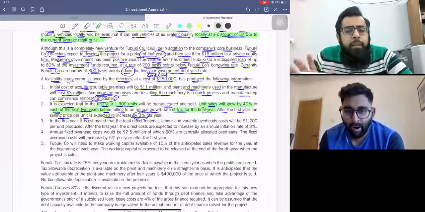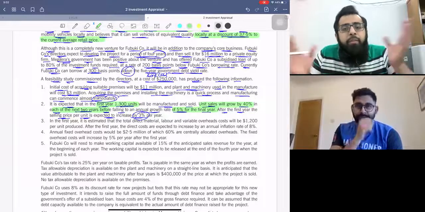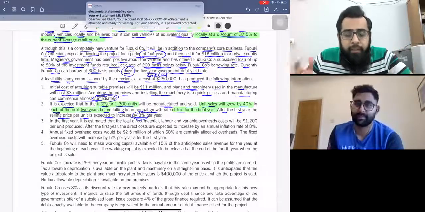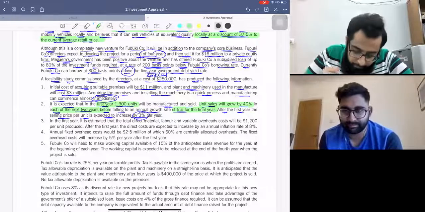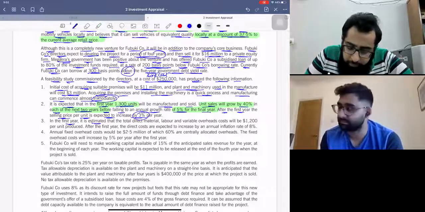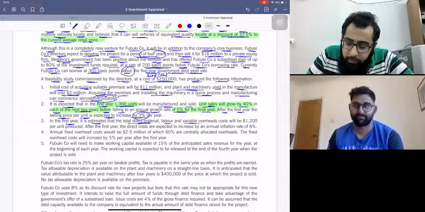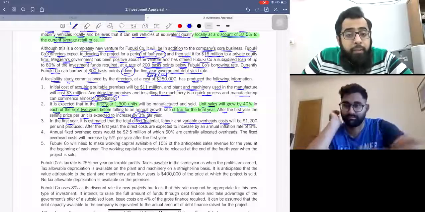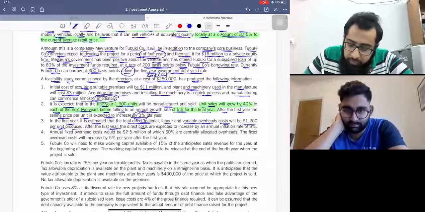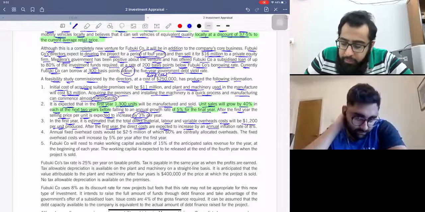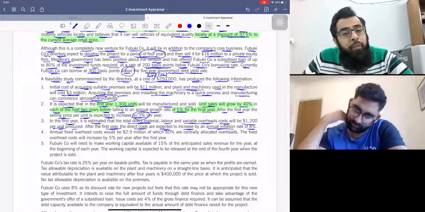Now, this is not difficult data. It is only scattered data. When you start gathering it, you will get it. Now, in the first year, it is estimated that total direct material, labor, and variable overhead costs will be $1,200 per unit produced. After the first year, the direct costs are expected to increase by an annual inflation rate of 8%.